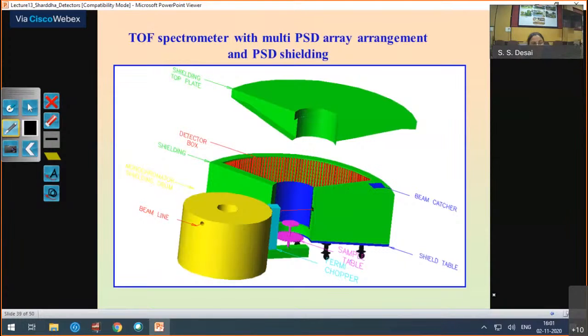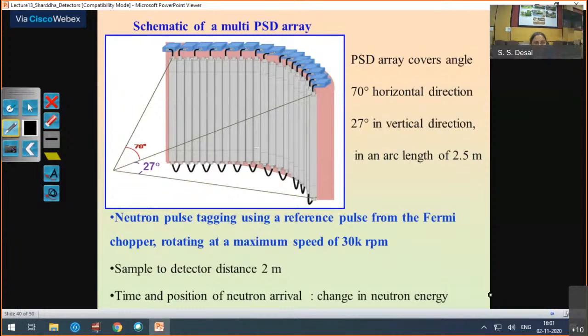This is another schematic, of a time of flight spectrometer. I will show you how the position sensitive detectors are arranged in a multi PSD array, with 40 PSDs arranged in the angular coverage, almost like a two-dimensional PSD. But each PSD has its own electronics, so when you are measuring time of flight, from the sample, when neutrons arrive at a certain PSD at a certain position and certain time, the time of arrival and the position of the neutron give you how much energy gain or energy loss has occurred within the sample.